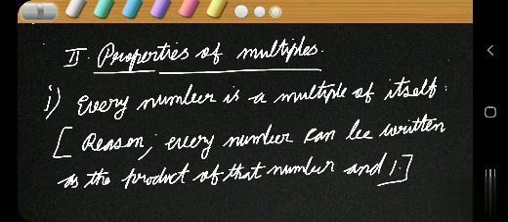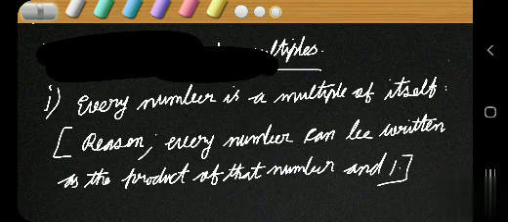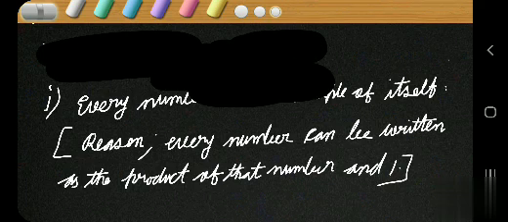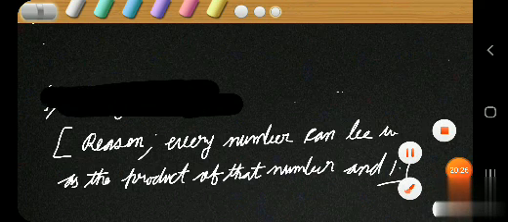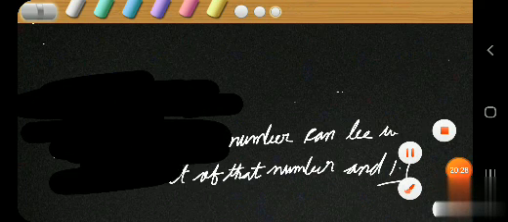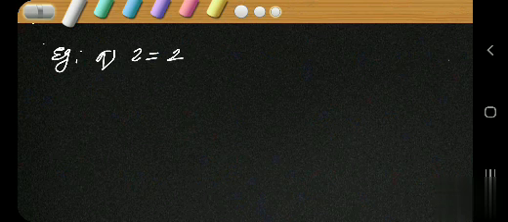Okay, that's why we say that every number is a multiple of itself. Every number can be written as the product of that number into 1. That means, example A, 2 is equal to 2 into 1.